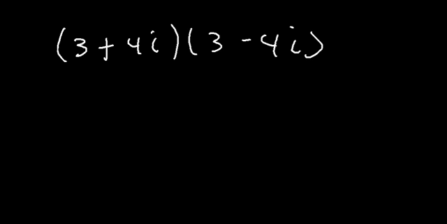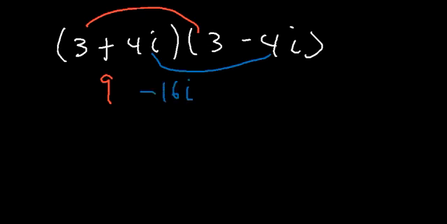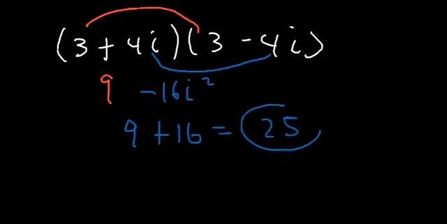So anytime you multiply by the conjugate, the two middle terms will cancel. So we're going to do this the shortcut way. 3 times 3 is 9. The two middle terms will cancel, so we're going to multiply the last ones. So 4i times negative 4i is negative 16i squared, which becomes positive 16, and you get 25. It's always going to work that way if this is plus and this is minus.